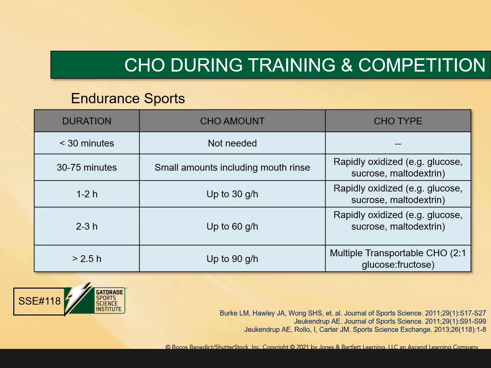So here you go, short duration, carbohydrate not really needed. Here, 30 to 75 minutes, mouth rinse, and a mouth rinse is 5 to 10 seconds where you allow it to go in and then spit it out. That allows enough carbohydrate to get in, and the amount increases between 30, 60, and 90 depending upon the duration of the exercise.